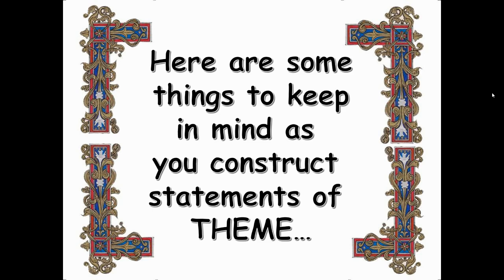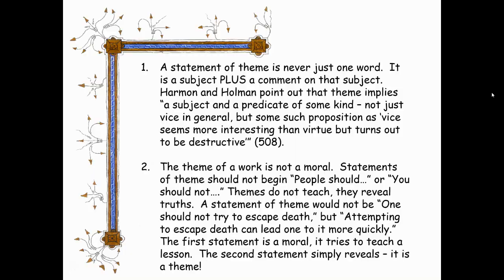So, as you are constructing statements of theme, here are a few things to keep in mind. A statement of theme is never just one word. It is a subject plus a comment on that subject. Harmon and Holman point out that theme implies a subject and a predicate of some kind, not just vice in general, but some such proposition as vice seems more interesting than virtue, but turns out to be destructive. So deception is not the theme of a work, but deception leads to vulnerability is a theme. So a statement of theme is never just one word.